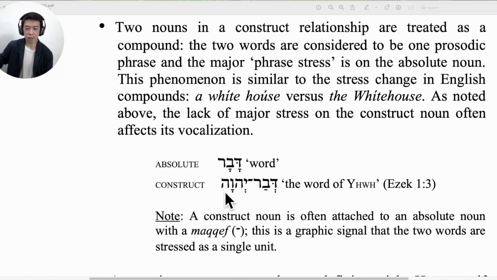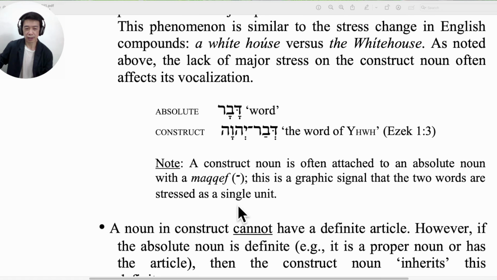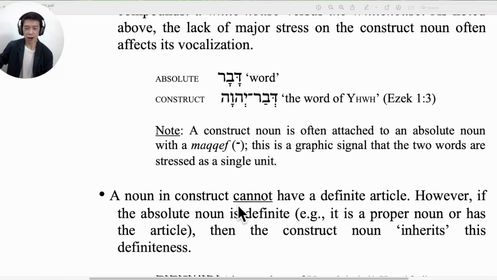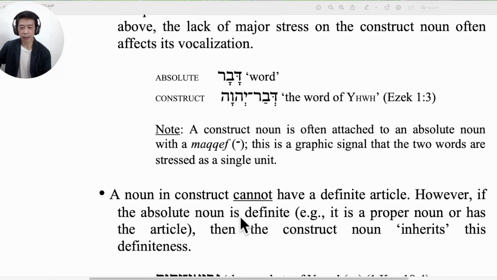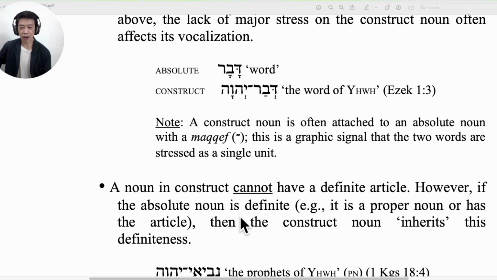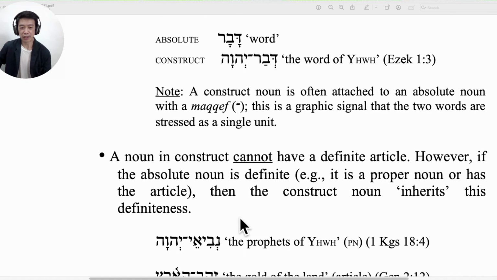The construct form is often attached to an absolute noun with a maqqef. This is a graphical signal that the two words are stressed as a single unit. A noun in construct cannot have a definite article. However, if the absolute noun is definite, then the construct noun inherits its definiteness.